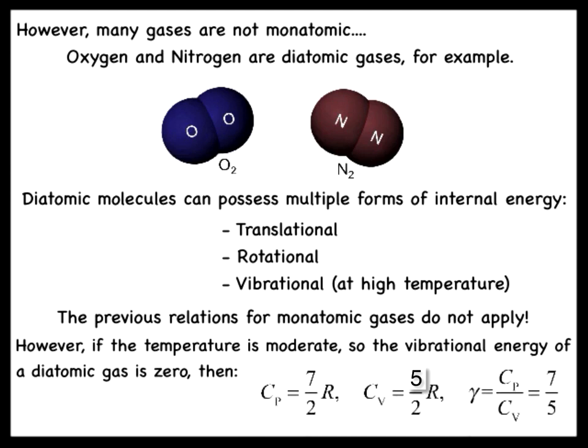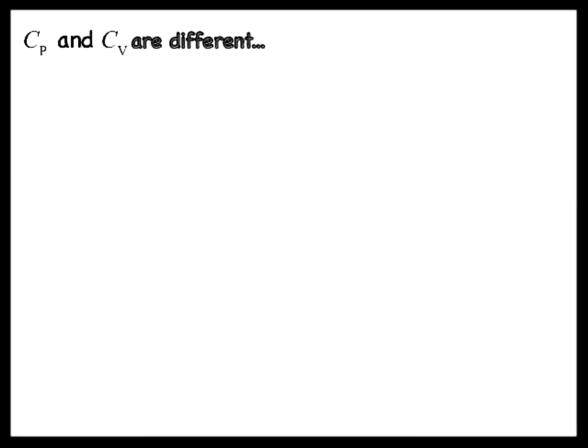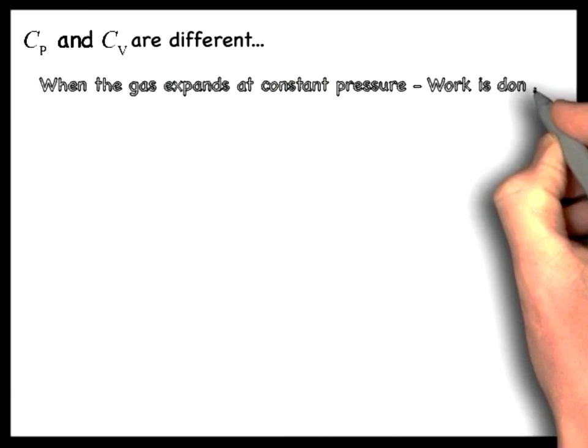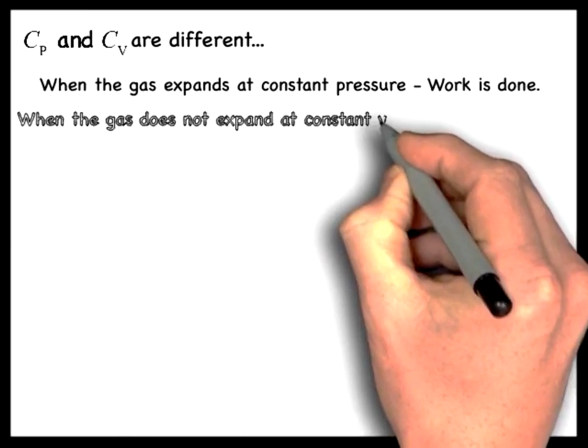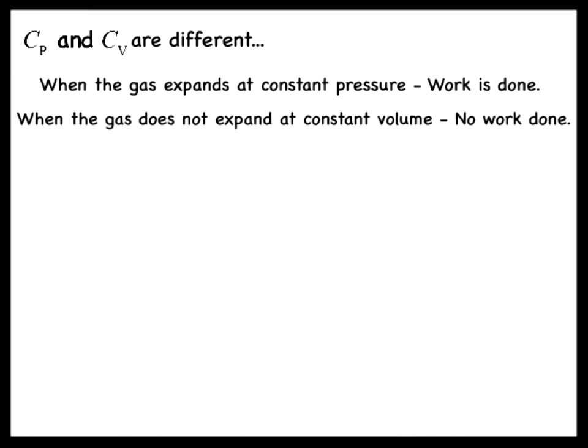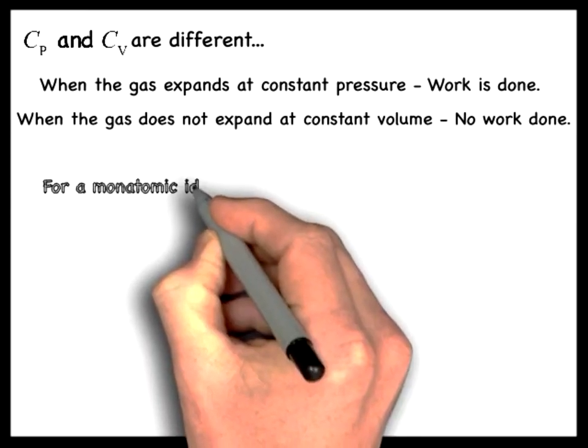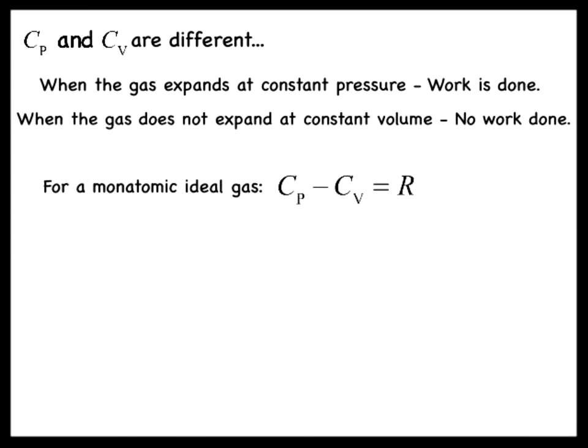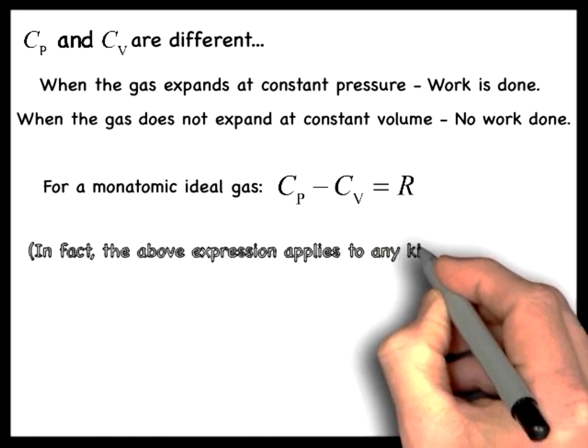The difference between Cp and Cv arises because work is done when the gas expands as heat is added at constant pressure, whereas no work is done when heat is added at constant volume. For a monatomic ideal gas, Cp exceeds Cv by an amount equal to R, which is the ideal gas constant. In fact, it can be shown that this result applies to any ideal gas.